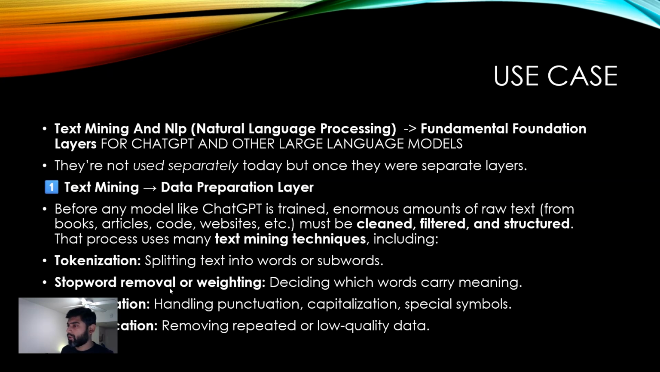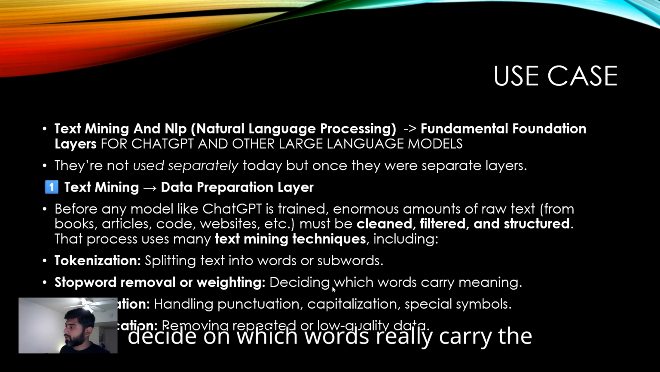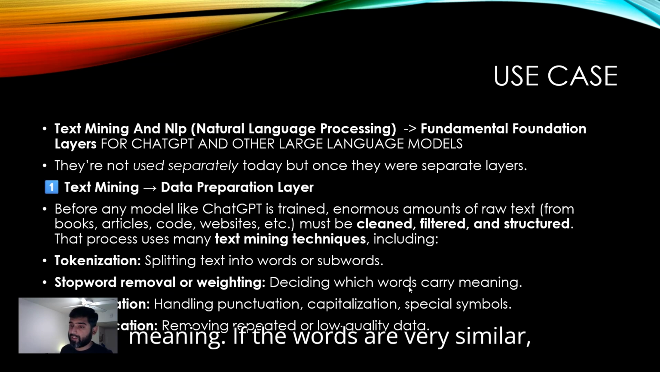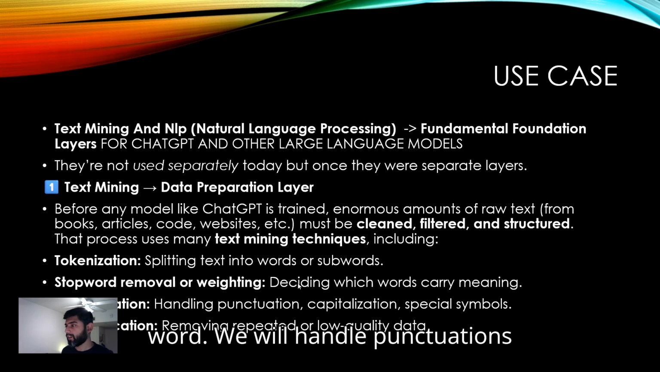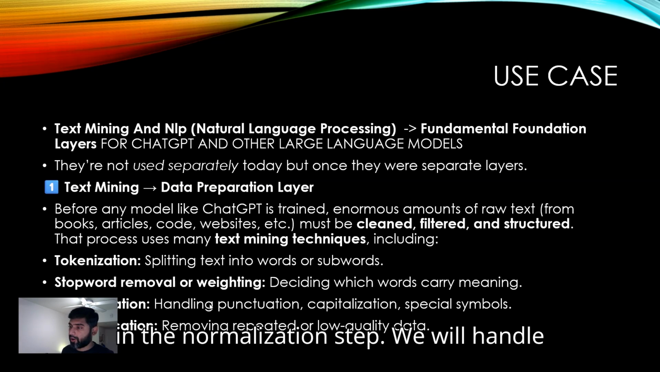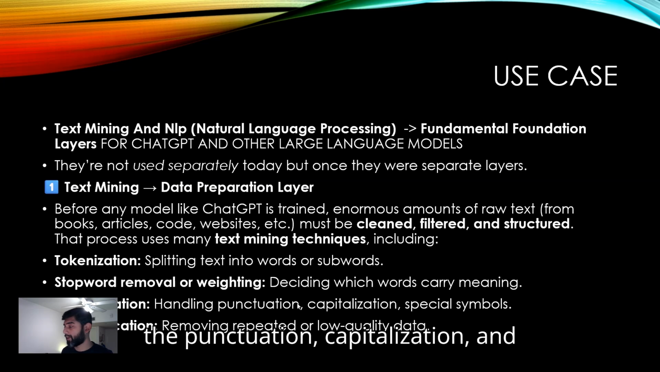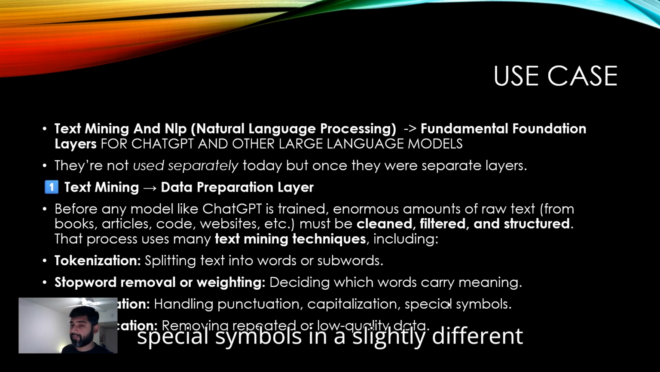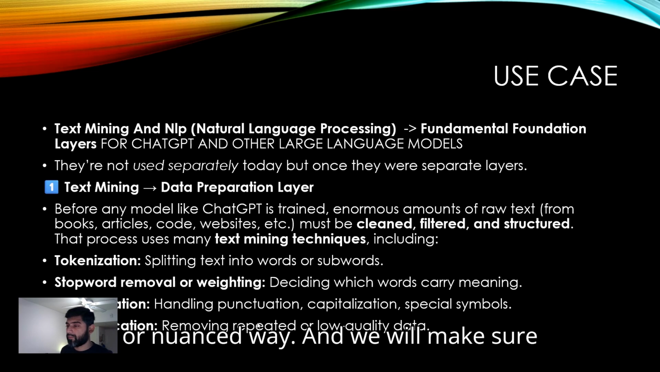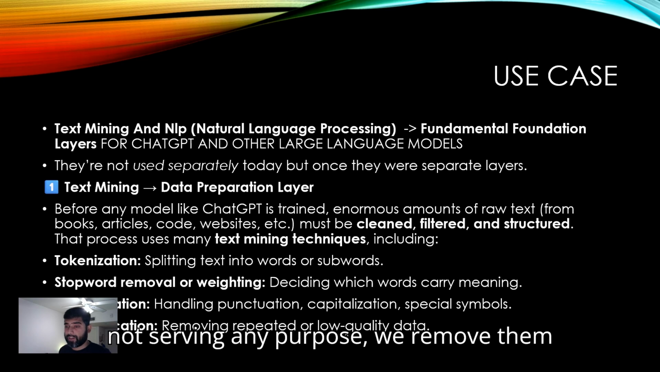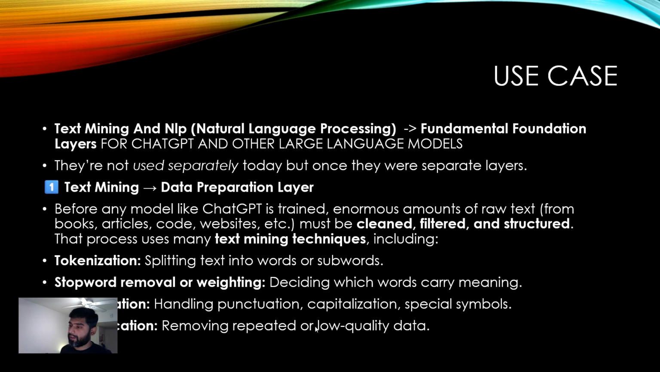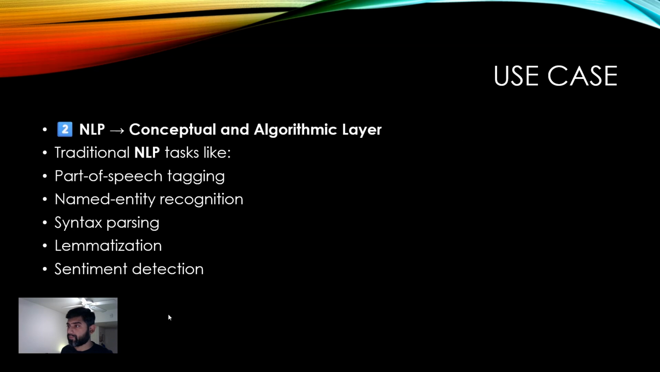We will remove the stop words. We will decide on which words really carry the meaning. If the words are very similar, we will just replace them with a single word. We will handle punctuations in the normalization step. We will handle the punctuation, capitalization, and special symbols in a slightly different or nuanced way. And we will make sure if the words are repeated or they are not serving any purpose, we remove them in the step of deduplication.